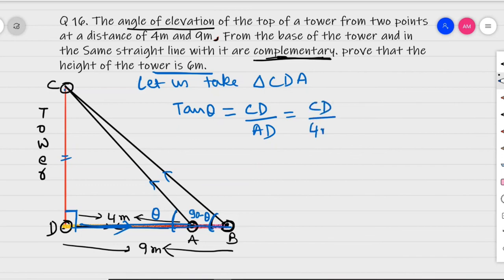AD is 4 meters. So it's okay. From here you are getting CD equal to 4 tan theta, isn't it? You can see clearly you are getting CD equal to 4 tan theta. This is your equation 1.